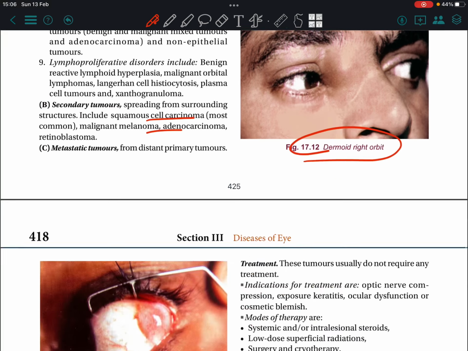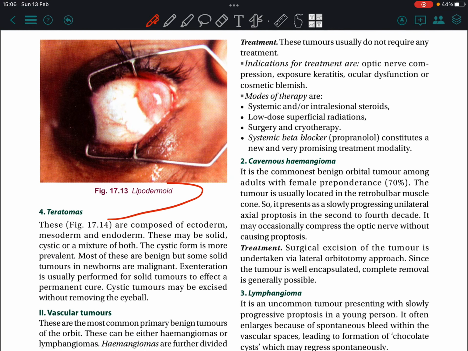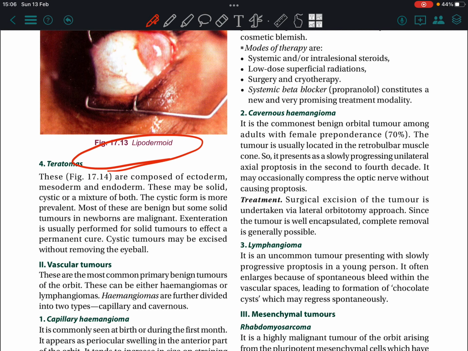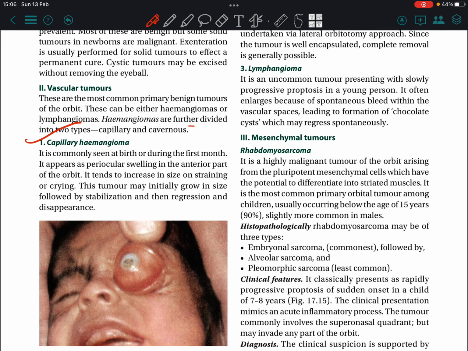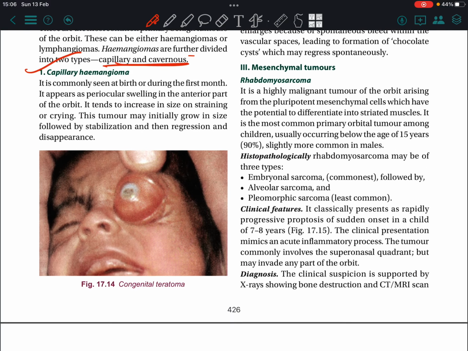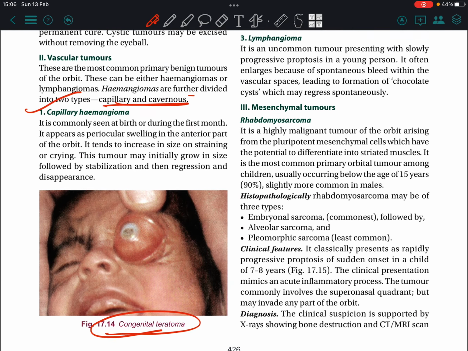Dermoid, right orbit. Lipodermoid. Teratomas: teratoma is composed of ectoderm, mesoderm, and endoderm. Vascular tumors, capillary hemangioma. Hemangiomas are further divided into capillary and cavernous hemangioma. Congenital teratoma.